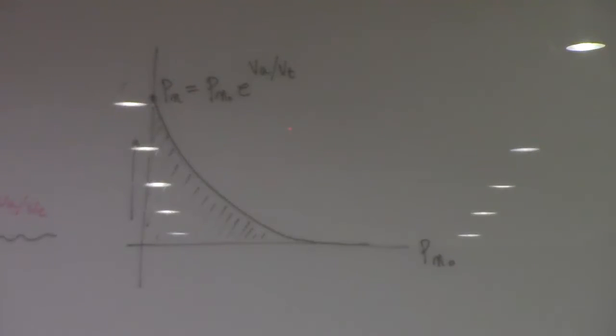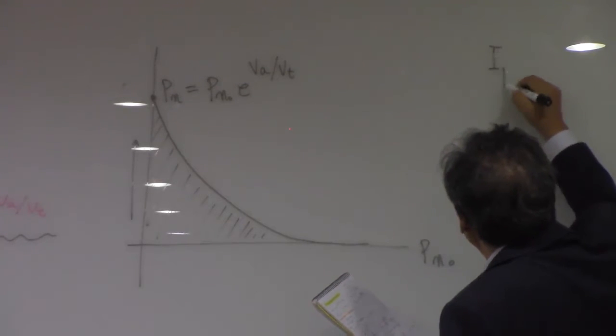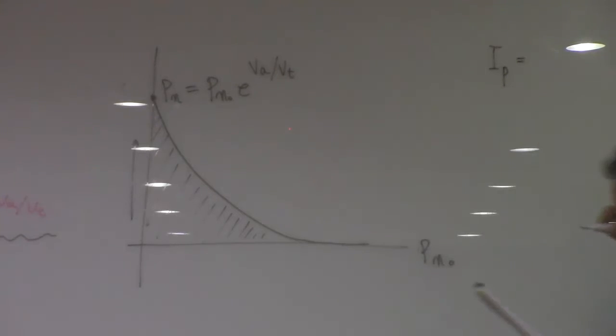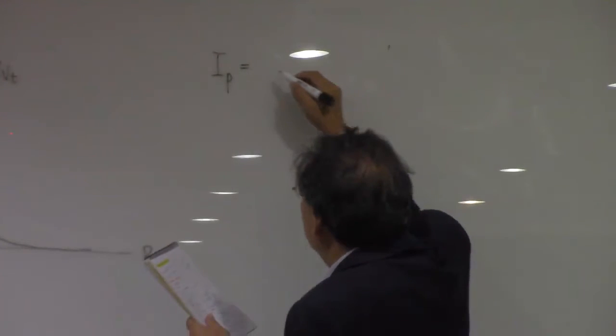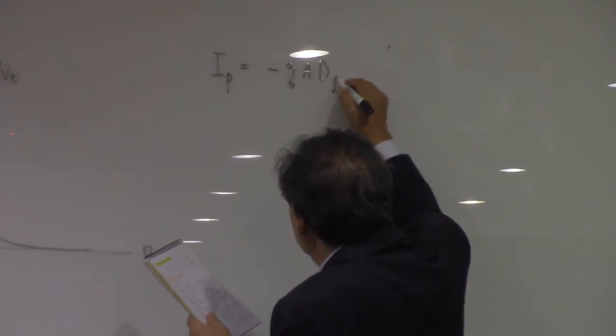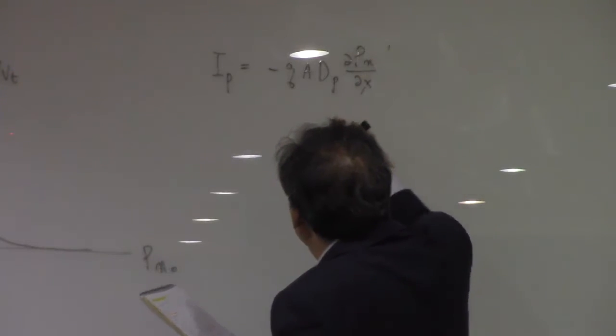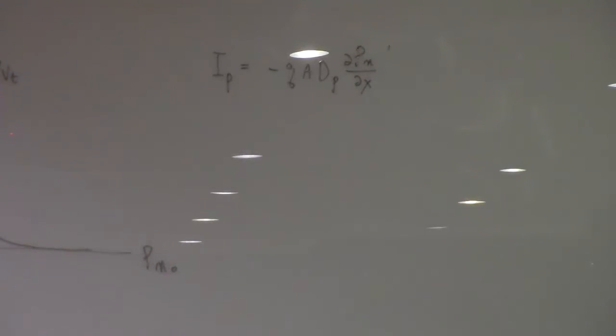Then we can apply Fick's law. We have a concentration gradient, then we should have a flux. That is Fick's law. So the current Ip is the flux, Q, A is the area of the junction, and the diffusion coefficient. That is Fick's first law, right?